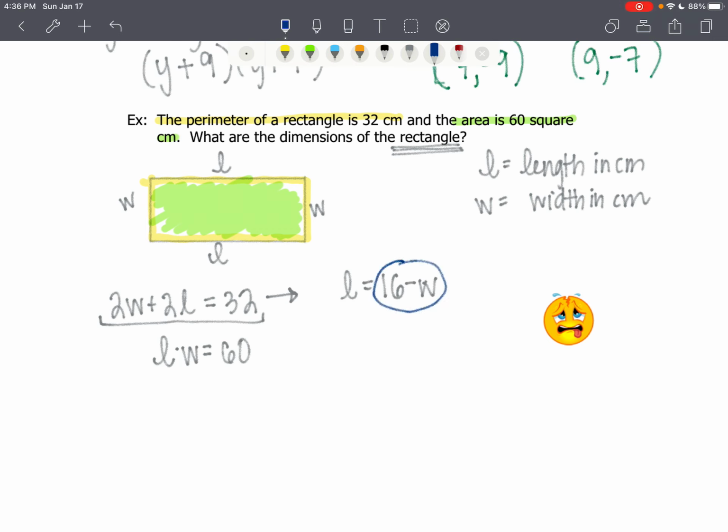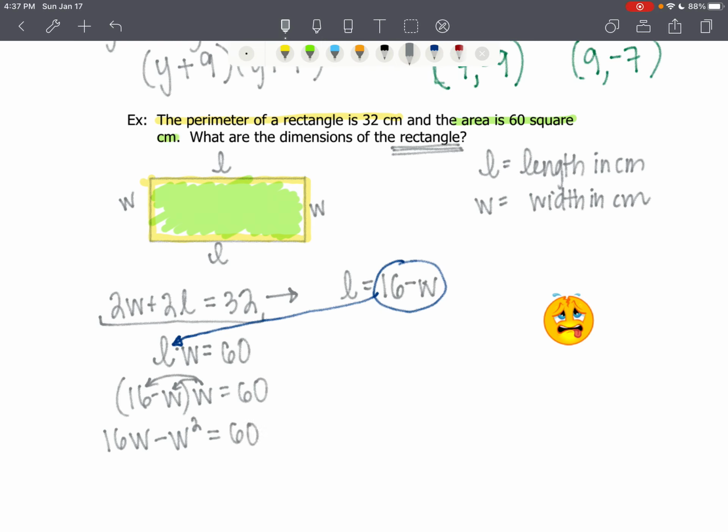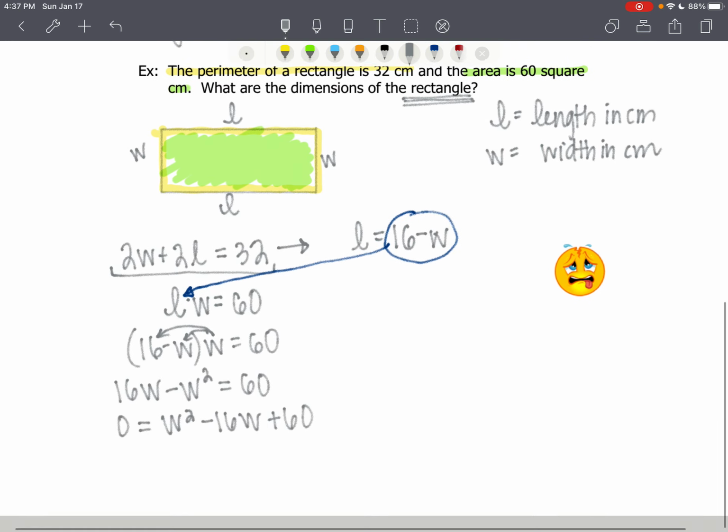And now, everywhere I see an L, I can put 16 minus W in its place. So 16 minus W times W equals 60. We're going to distribute. We get 16W minus W squared equals 60. Now I'm going to move everything to the right-hand side of the equation. I apologize for those barking dogs. So we have W squared minus 16W plus 60. I just added everything to the right-hand side of the equation.